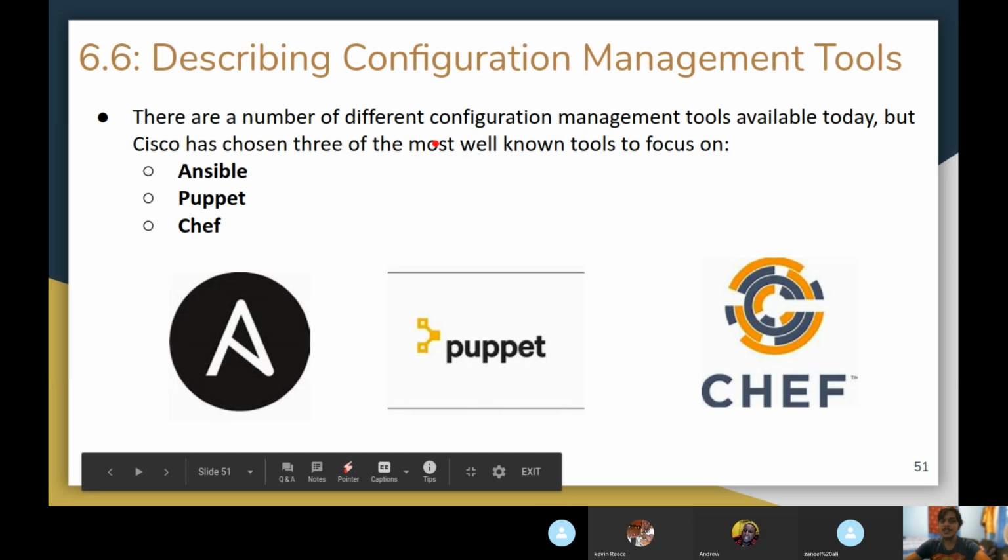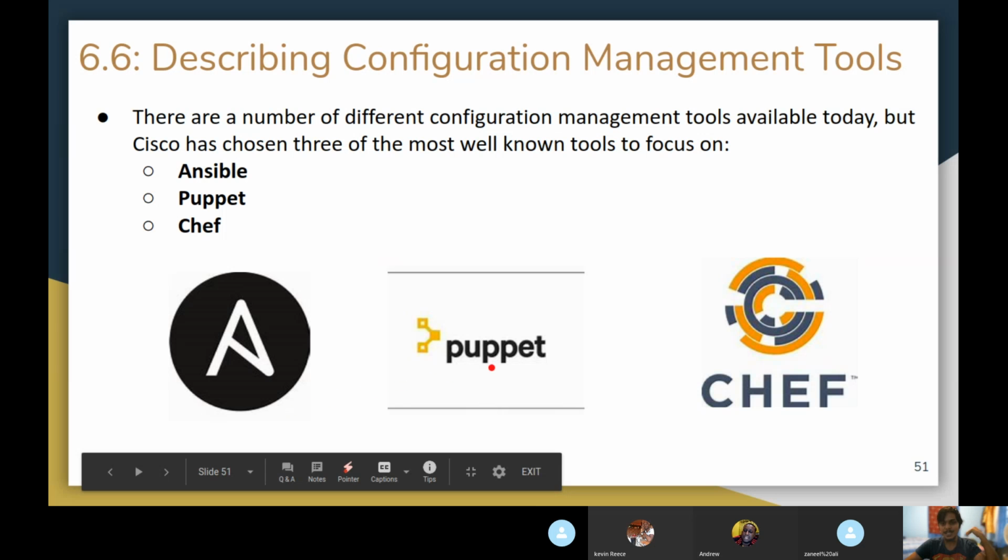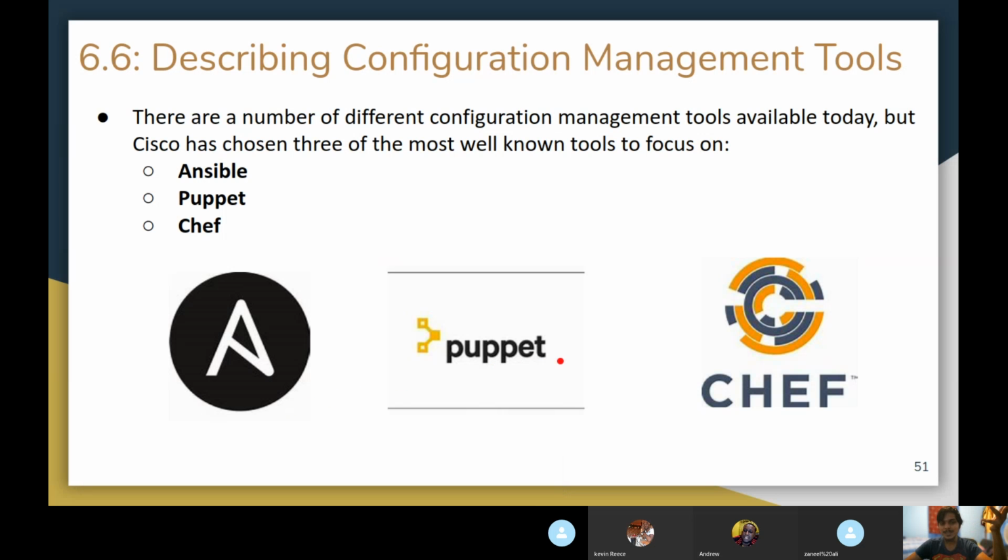So there are a number of different configuration management tools available today, but Cisco has chosen 3 of the most well-known tools to focus on: Ansible, Puppet, and Chef. So these words are just configuration management tools. They are examples of configuration management tools. Just like Cisco is an example of a network equipment manufacturer, and you have Juniper and Mikrotik and HP and a bunch of other guys who make network equipment as well. These guys make network config management tools. So they are brands like Cisco.